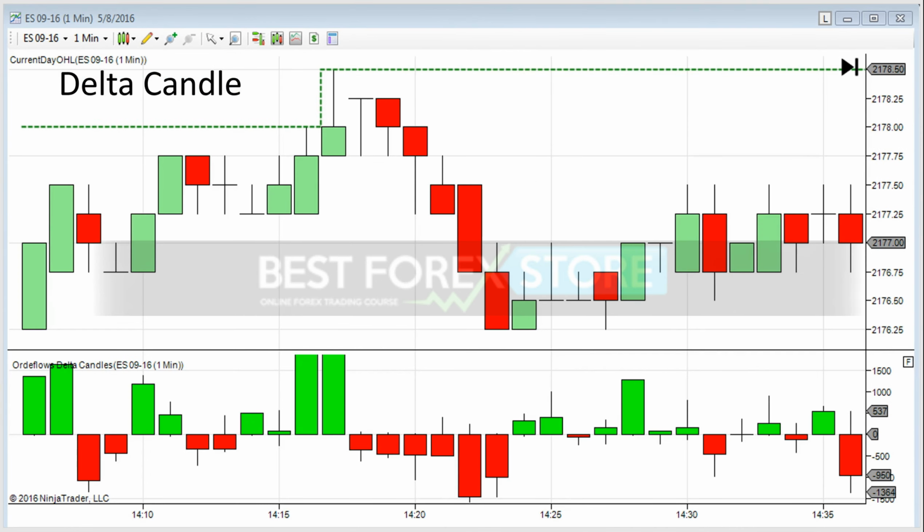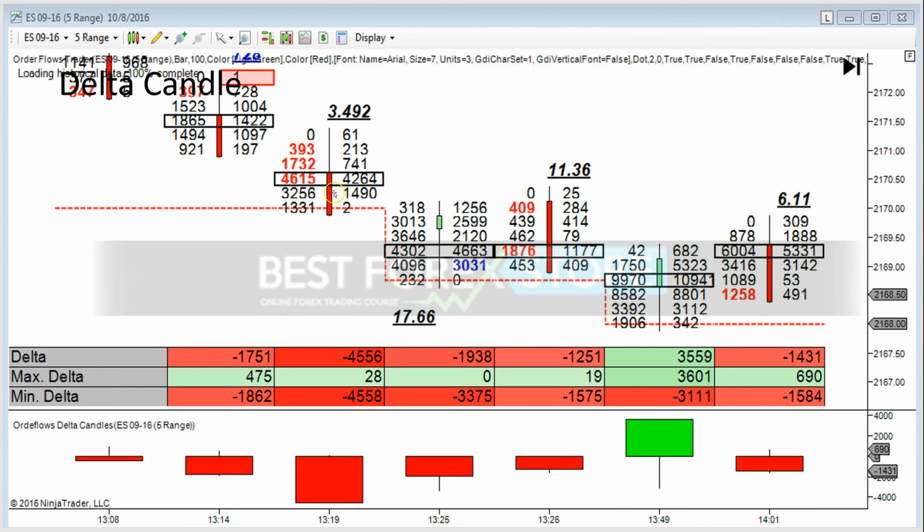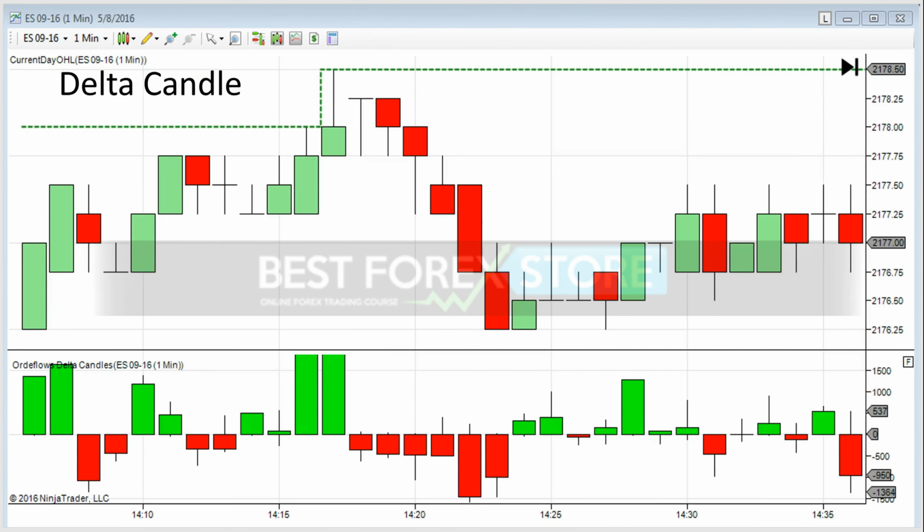Now, say you don't want to even use a volume footprint chart, the bid-ask data. You can put delta candles, if you have good software, on a normal bar chart. So you don't even have to look at the data for the bid-ask or volume footprint chart, because you can just look at your normal bar chart with the delta candles below, so you understand what's happening with the delta based on it below.